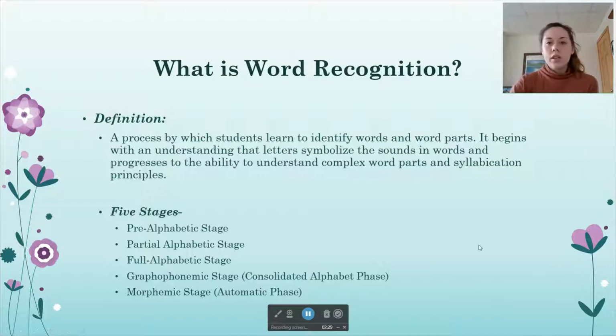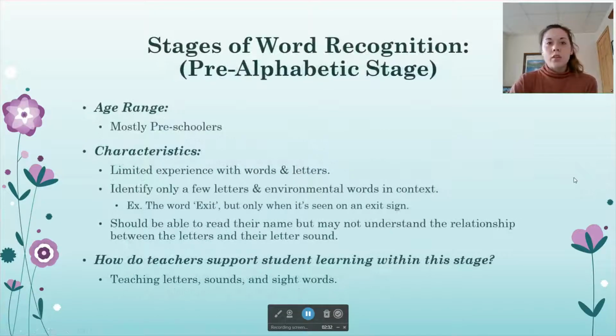To begin, we are going to learn about the pre-alphabetic stage, which is found in children of preschool age and younger. How do early childhood teachers prepare students for reading? Most preschoolers are in the pre-alphabetic stage. During the pre-alphabetic phase of decoding, the student has very limited experience with words and letters. During this phase, students may be able to identify just a few letters and environmental words in context, such as the word exit, but only when it's seen on a sign.